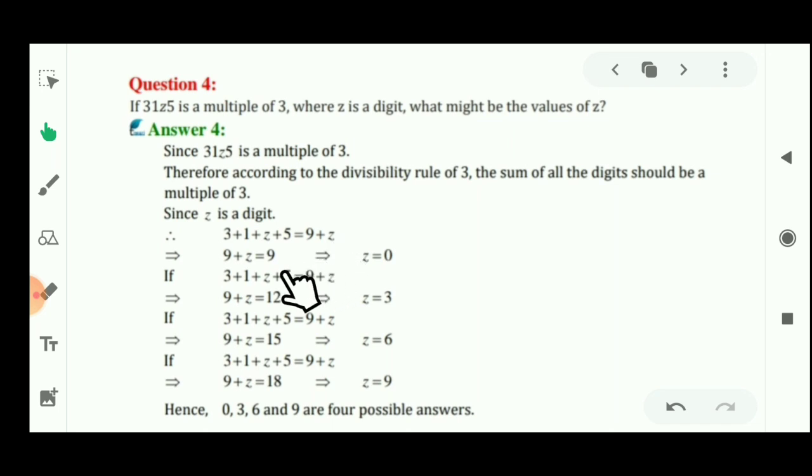Now put z equal to 0, that means 9 plus 0, that is 9. Similarly, if we put z equal to 3, 9 plus 3 is 12. If we put z equal to 6, 9 plus 6 is 15. And if we put 9, that means 9 plus 9, that is 18. So you can see 9 is a multiple of 3, similarly 12, 15, and 18 are multiples of 3. So what are the values of z? 0, 3, 6 and 9.